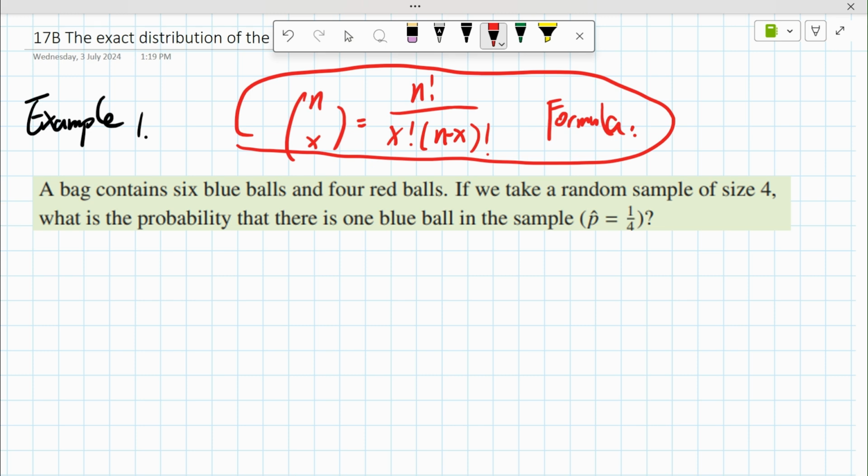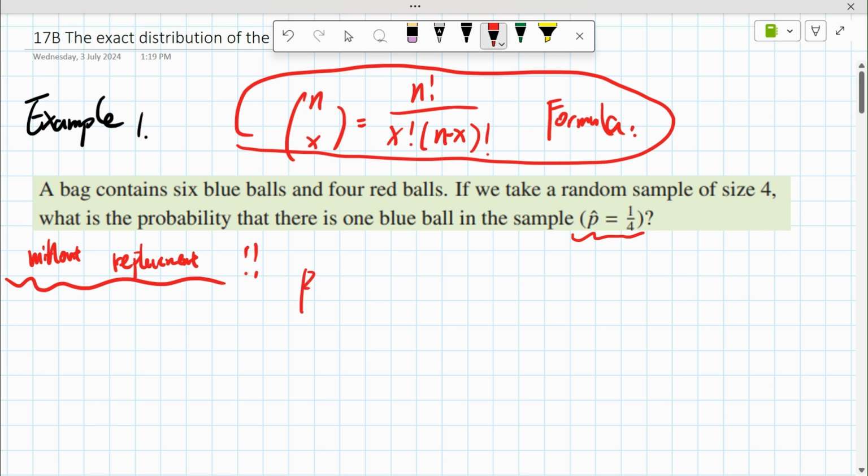First thing first, as I said, you have 6 blue balls and 4 red balls, and we take a random sample of size 4. What's the probability of there being one blue ball in the sample? So consider we take one ball from the bag at a time without replacement. Okay, without replacement.